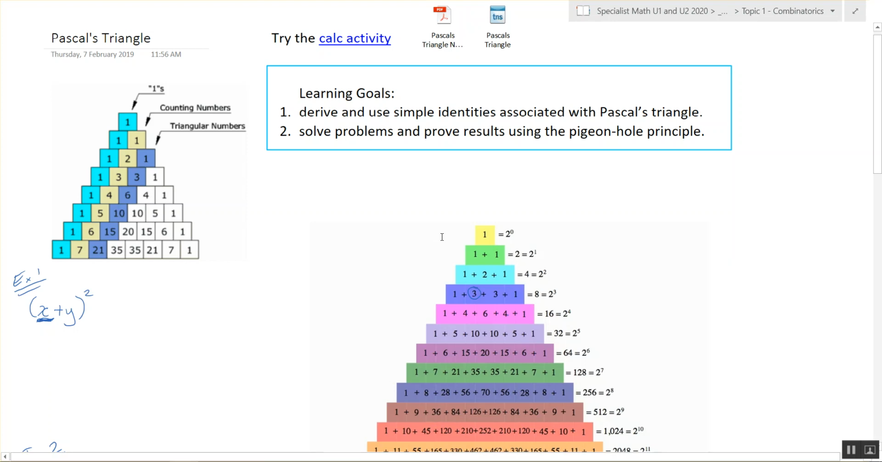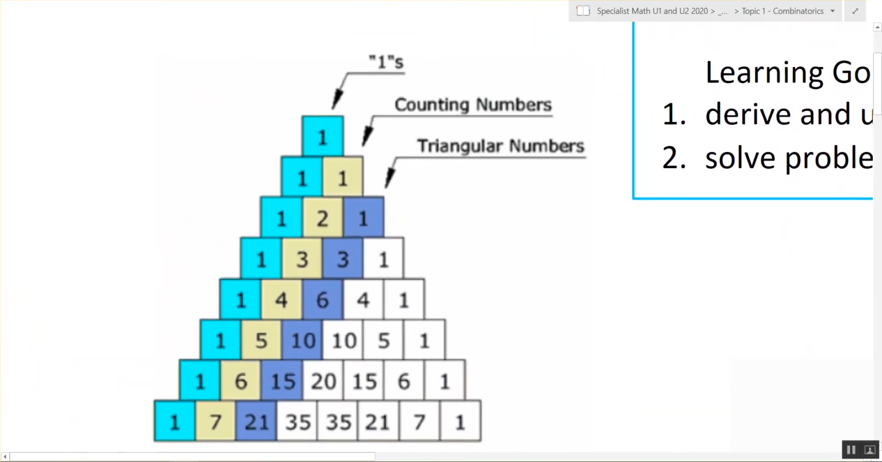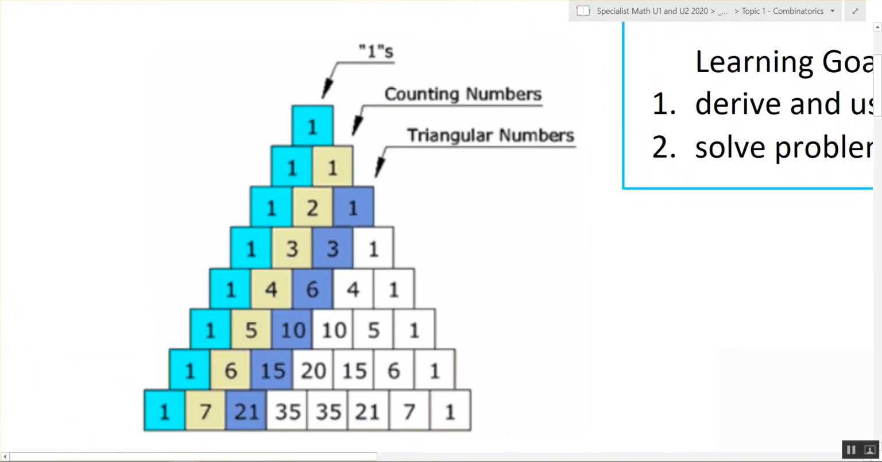So this is Pascal's triangle. Pascal's triangle, what can you tell me? How does it work? Can you remember?